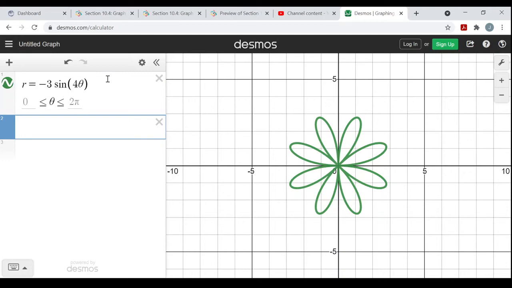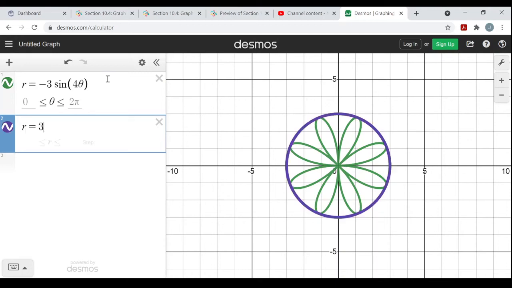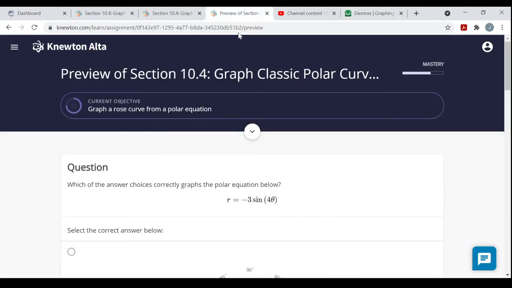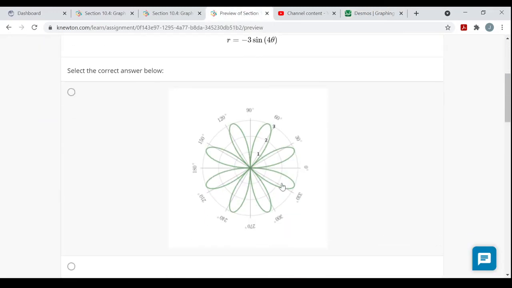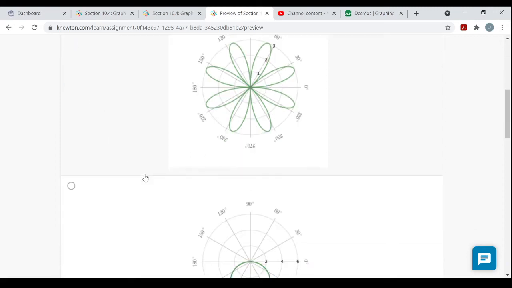And just to show you that none of the points are further than 3 units from the origin, I'll just put in r equals 3 for this circle. Right. Wonderful. All right, and then back on the problem, we just have to pick the correct one. This one has 8 petals, and it looks pretty good. It looks like the graph I made, and every point on the end of a petal is on this circle with a radius of 3. I think this is it. Let's check the other ones.